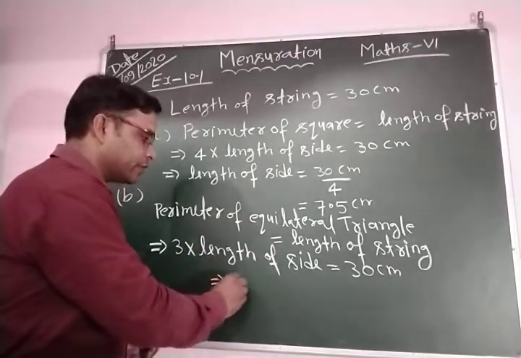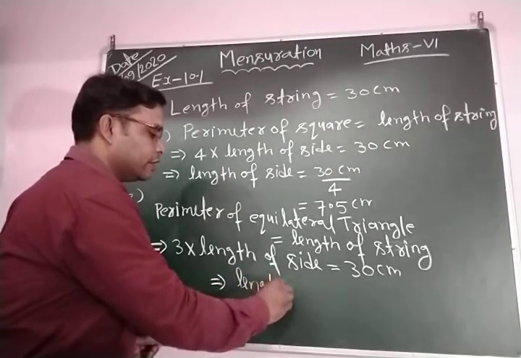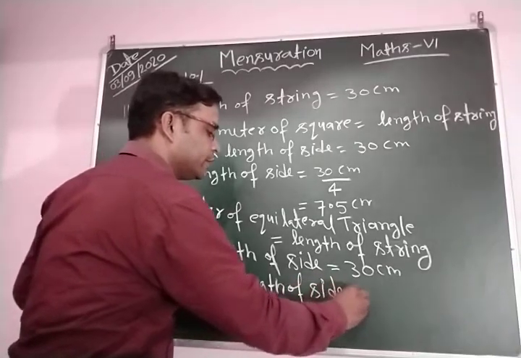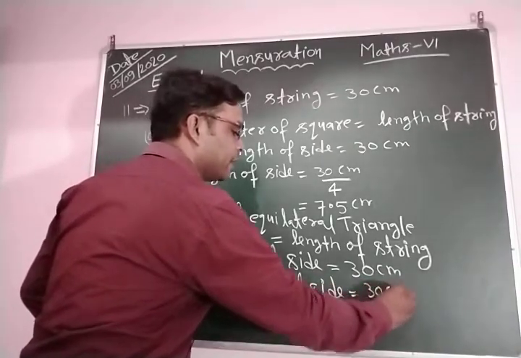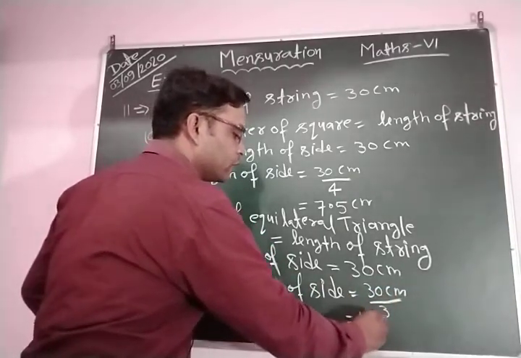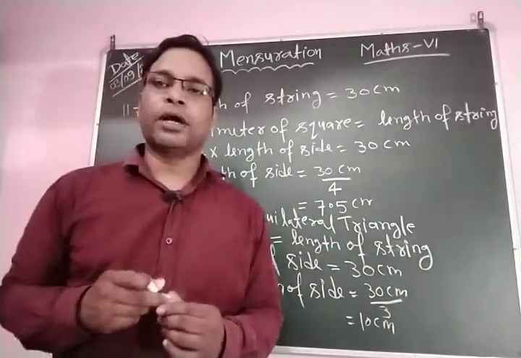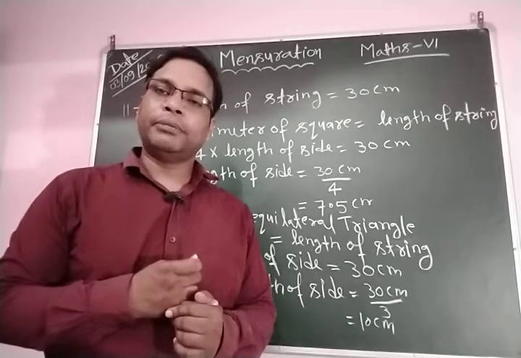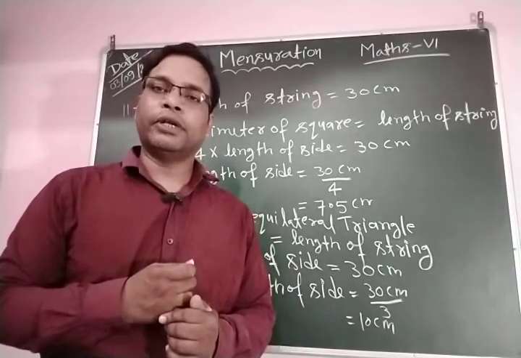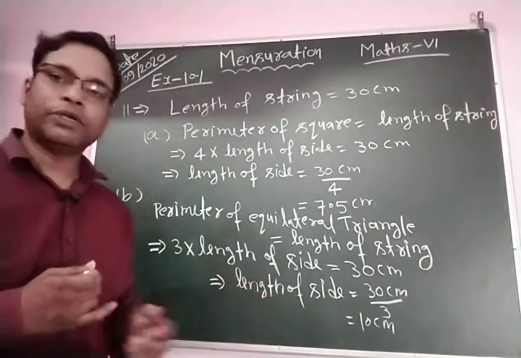This is equal to the length of a side. This is equal to 30 centimeter by 3. Okay, or this is equal to 10 centimeters. So I hope all of you understood how to find the side of equilateral triangles if the perimeter is given. So in this formula you can find the length of side of equilateral triangles.